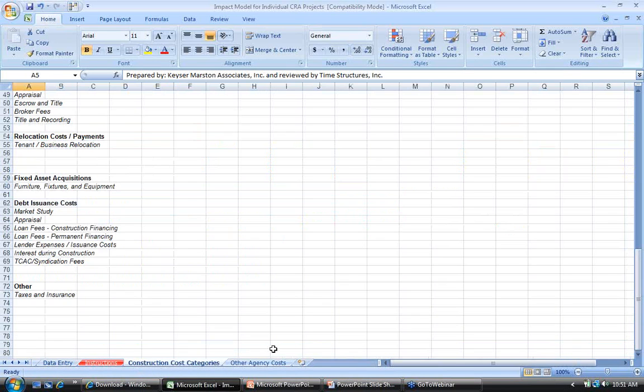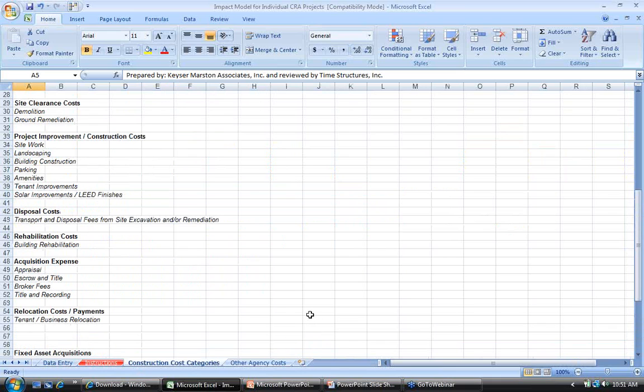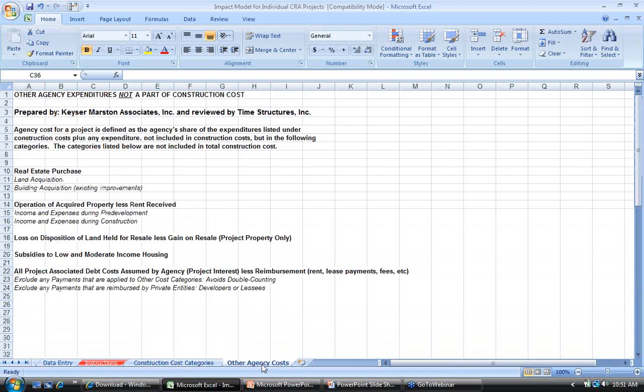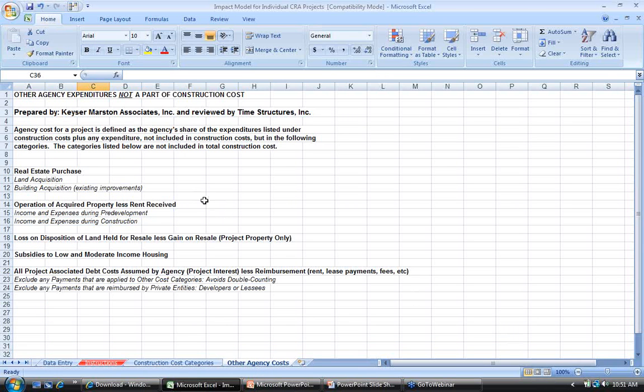All right, so these are the construction cost categories. It identifies what things go into that: site clearance cost, project improvement construction cost, disposal costs, and so on. These are also included under project cost. Now, the other agency costs go in agency costs but are not part of construction costs. So real estate purchase, land acquisition, building acquisition, acquiring existing improvements, income and expenses during pre-development, income and expenses during construction. These are things that do not go in the column B entries, but do go in the yellow agency cost tab.